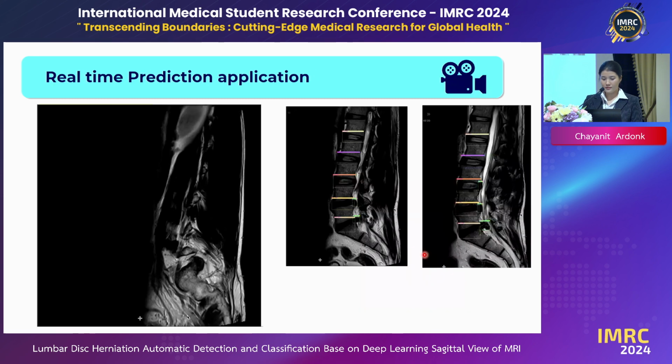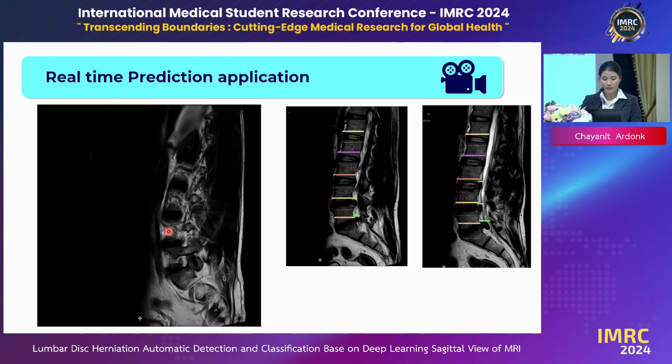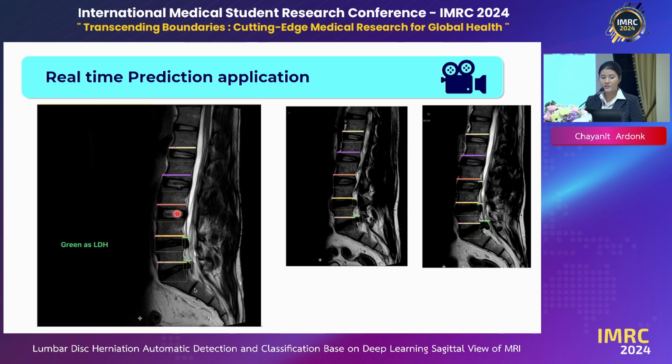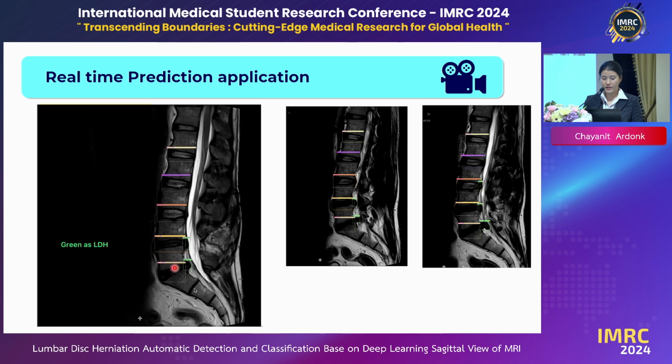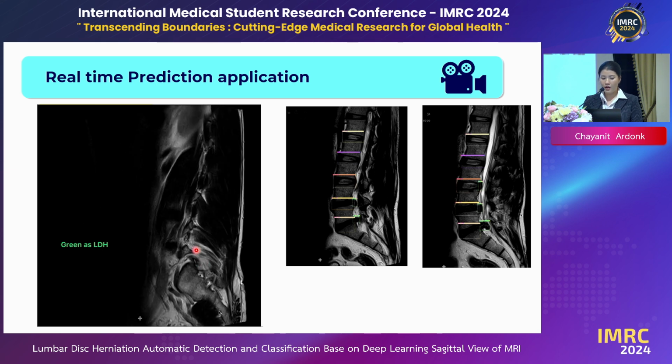For real-time detection, I will show you a video of serial sections of MRI. And you can see that when it passes from frame to frame, the AI automatically detects the lumbar disc herniation, shown as a green box over here.